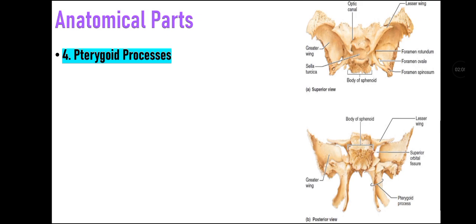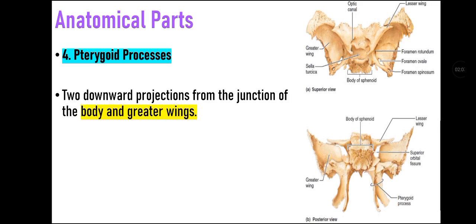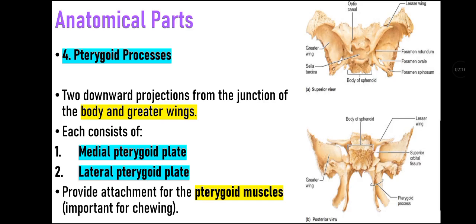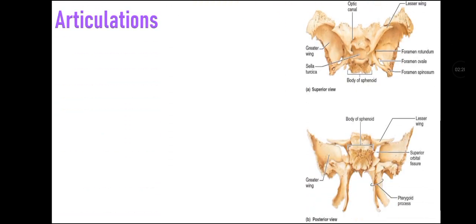Next anatomical part of sphenoid bone is pterygoid processes. They are two downward projections from the junction of body and greater wings. Each consists of medial pterygoid plate and lateral pterygoid plate. It provides attachment for pterygoid muscles that are important for chewing.